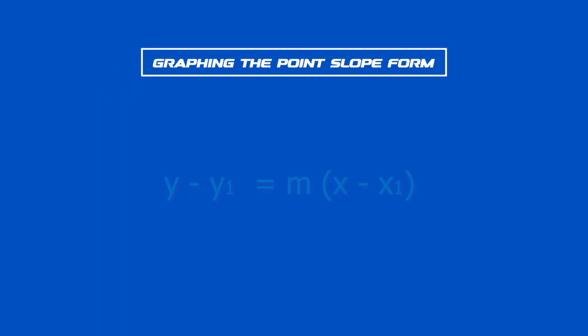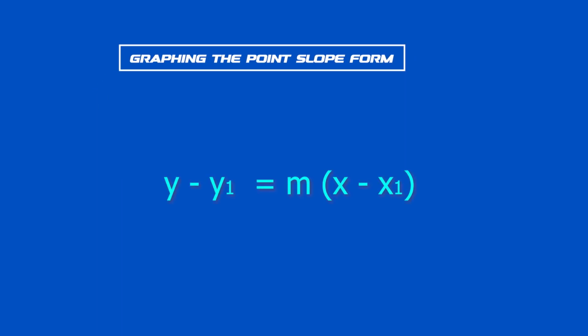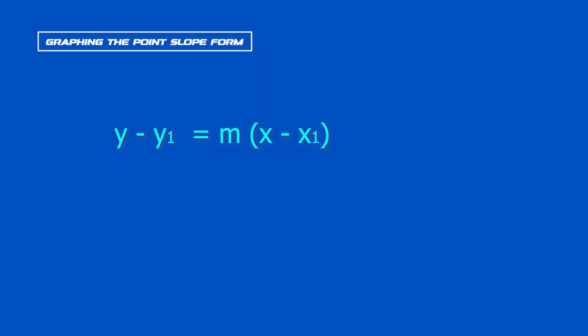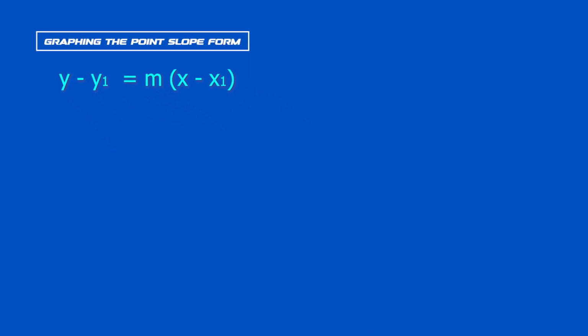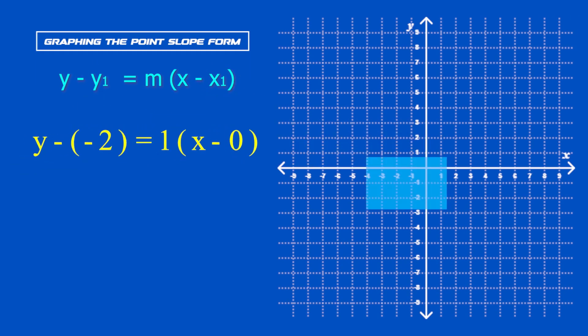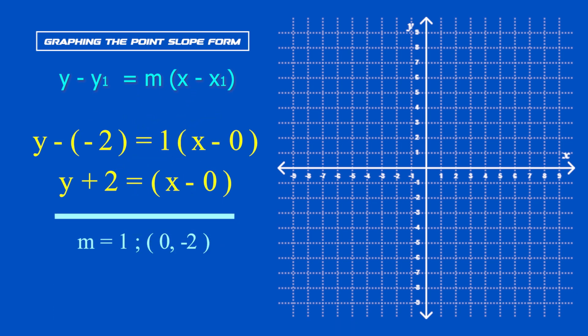Meanwhile, in graphing linear equations in point-slope form, we first identify the ordered pair x sub 1, y sub 1, and the slope given by m. Since the values for x and y are 0, negative 2, we locate this point and start from there. The slope is 1, so we have to go up by 1, and go right by 1 to locate the points of the equation. By joining these points, we get this line.